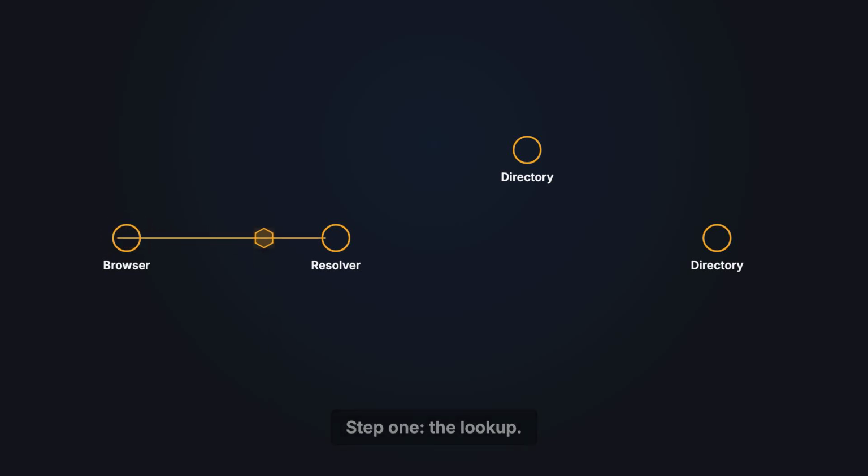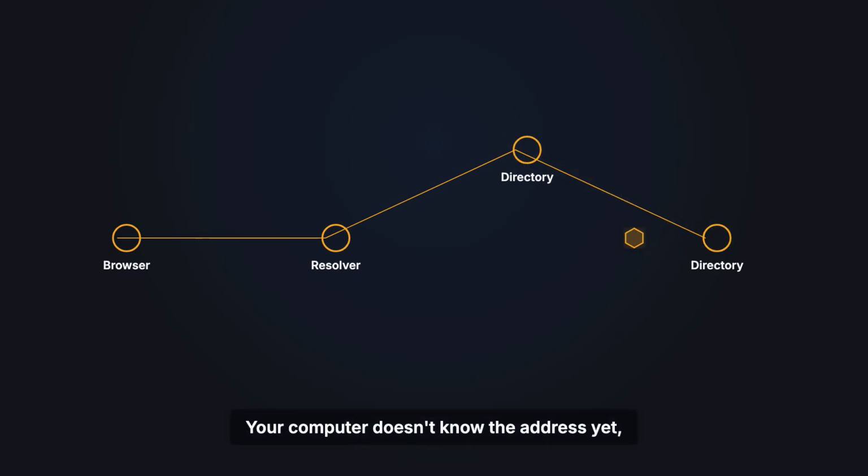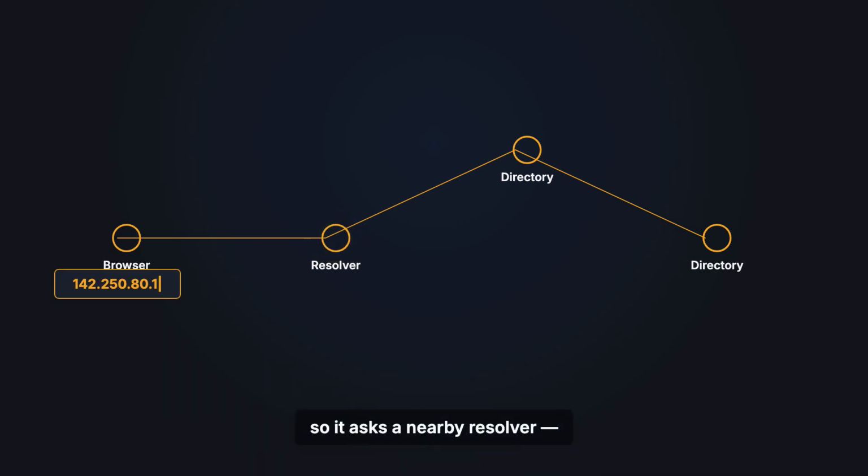Step 1, the lookup. This system is called DNS, the domain name system. Your computer doesn't know the address yet, so it asks a nearby resolver. Think of it as the local directory assistant. That resolver, if it doesn't already know the answer, asks a chain of other directories until it finds the one authoritative answer: this website's real IP address is this exact string of numbers. That answer gets handed back to your browser, usually in a few milliseconds, and usually reused from a cache, so it doesn't have to be looked up every single time.